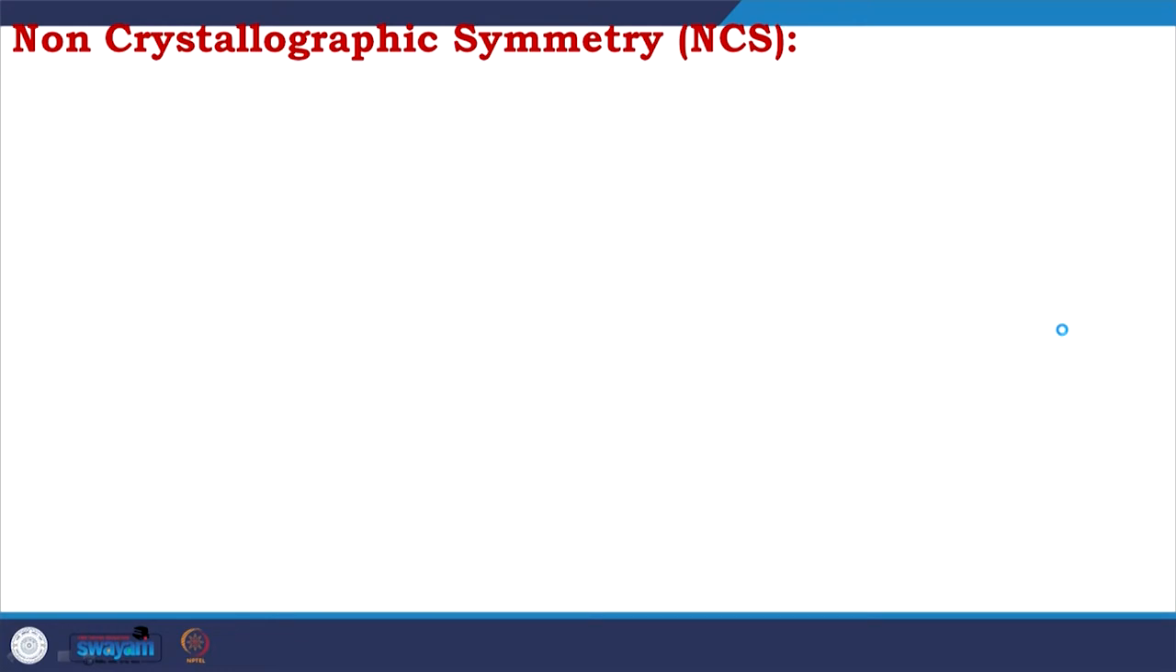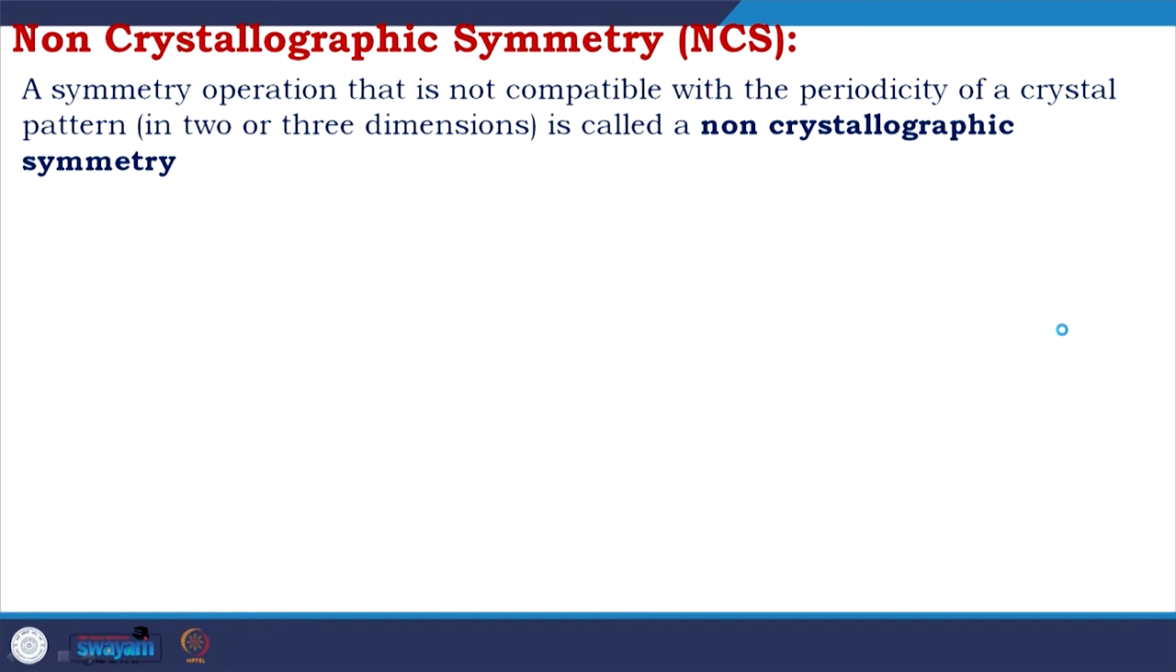Then non-crystallographic symmetry averaging, but before that I want to talk about non-crystallographic symmetry a little bit. A symmetry operation that is not compatible with the periodicity of a crystal pattern in two or three dimensions is called a non-crystallographic symmetry. In one word, I could tell you a very good explanation of non-crystallographic symmetry. What comes from nature is non-crystallographic symmetry. Like if you look at a human being like me standing, you could make a line. So, there are two same things on both the sides. This symmetry is non-crystallographic symmetry.